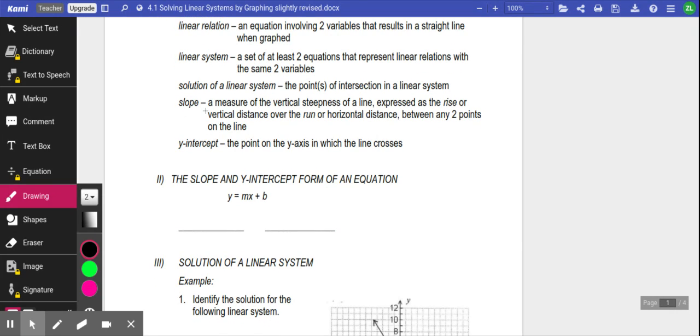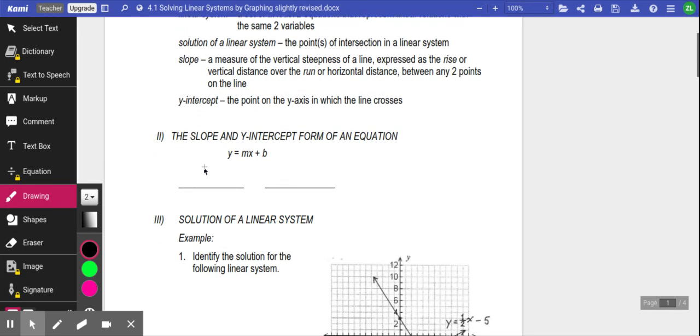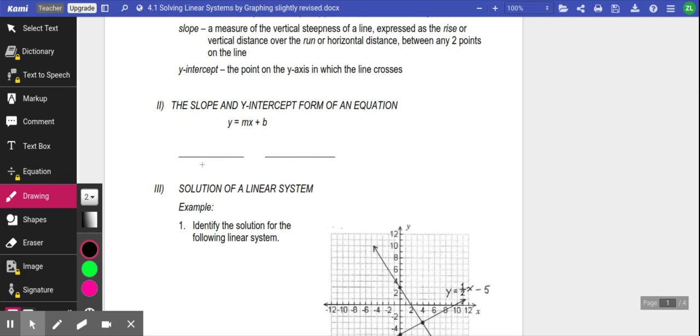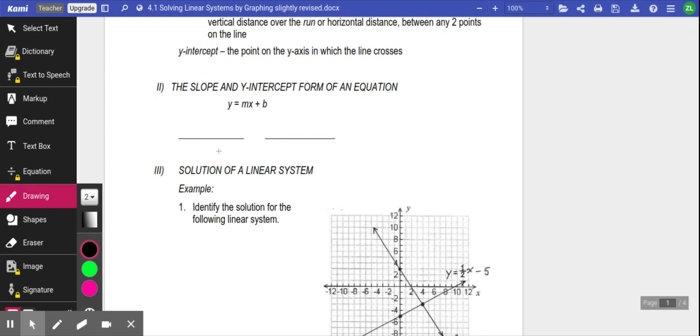Slope, we know again, is the steepness or the rise over run. And the y-intercept, once again, is where the specific line crosses the y-axis. The slope and y-intercept form of an equation is once again y equals mx plus b. As we know, m equals slope, and b is your y-intercept.